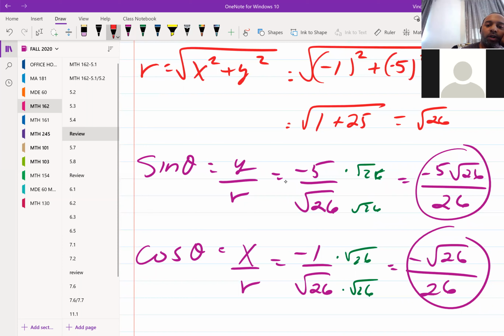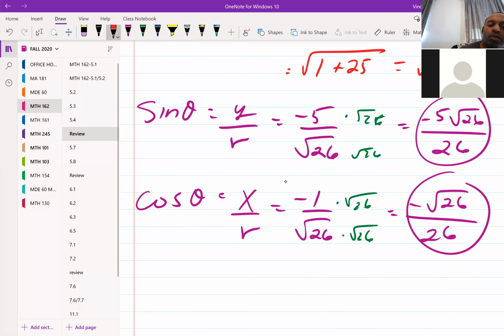So we did y over r, -5 over the square root of 26, multiply top and bottom by the square root of 26 in order to rationalize our denominator. And we have our answer here, -5 square root of 26 over 26. Similarly, for cosine, x over r is -1 over square root of 26, multiply top and bottom by square root of 26. And that's negative square root of 26 over 26 for cosine.